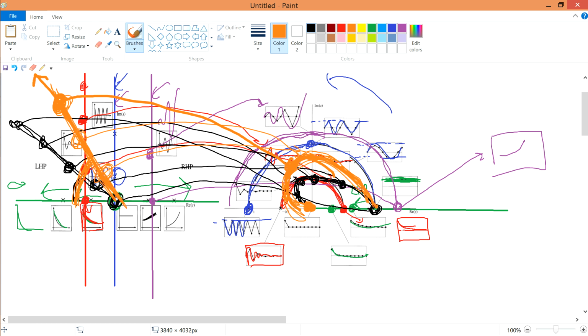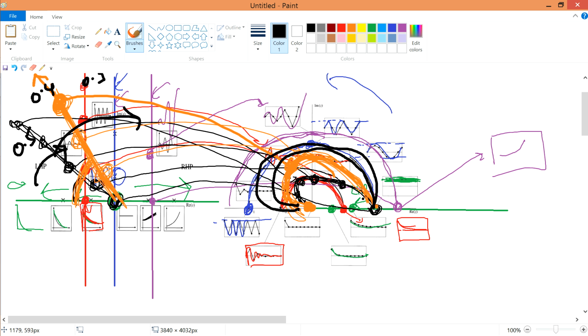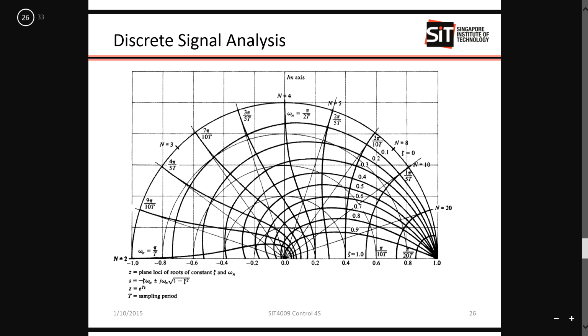So the lower damping factor, let's say this is 0.5, this will be 0.4, and then 0.3. The lower you go, the larger the curvature will be, something like that. And therefore you can see from this graph itself that the damping factor is decreasing along this side.